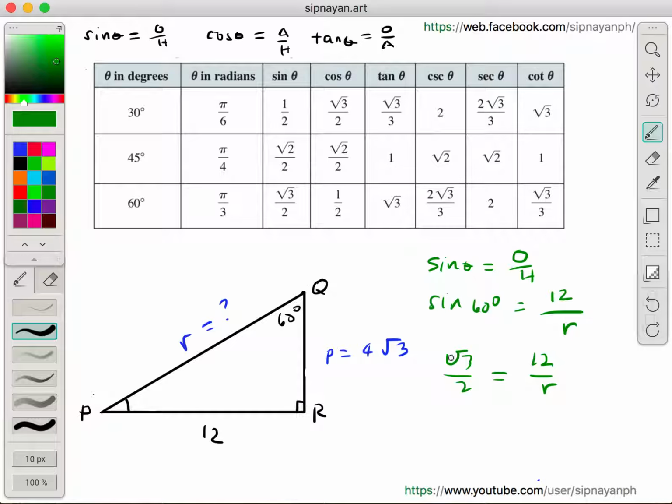So, multiply by 2R. Square root of 3R multiply by 2R magiging 24. Basically, I cross-multiplied, no? Pero yung ginawa ko lang is mathematical. Kasi cross-multiplication na yun. What else? What do we have? R is equal to 24 over square root of 3.